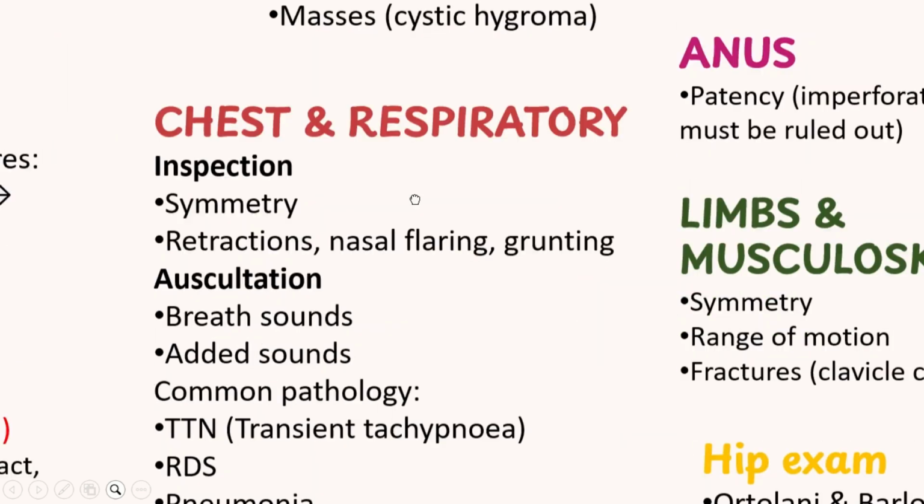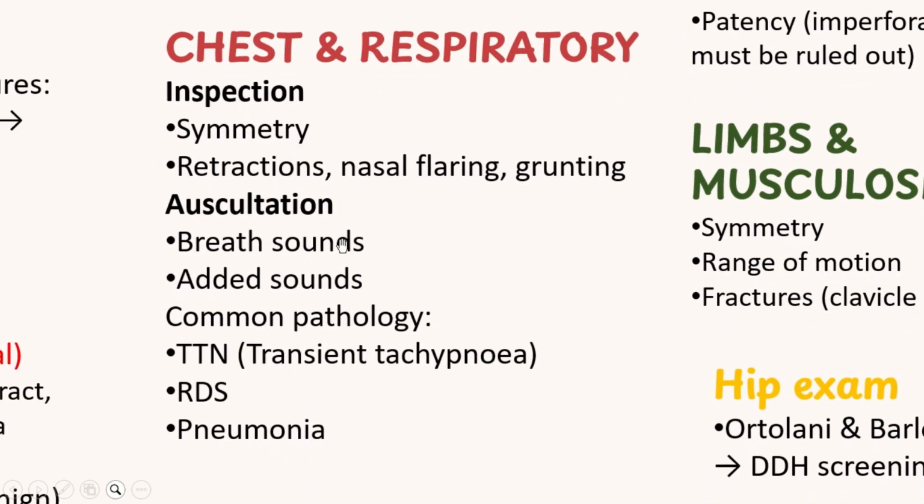When you look at the chest and respiration, you are going to do inspection like you do in an adult, and then auscultation. Look for symmetry, look for retractions, nasal flaring, or anything that would signify respiratory distress, and then auscultate the breath sounds and added sounds. Common pathologies affecting the respiratory system in children are things like transient tachypnea of the newborn. We have respiratory distress syndrome due to low volumes of surfactant, as well as pneumonia.